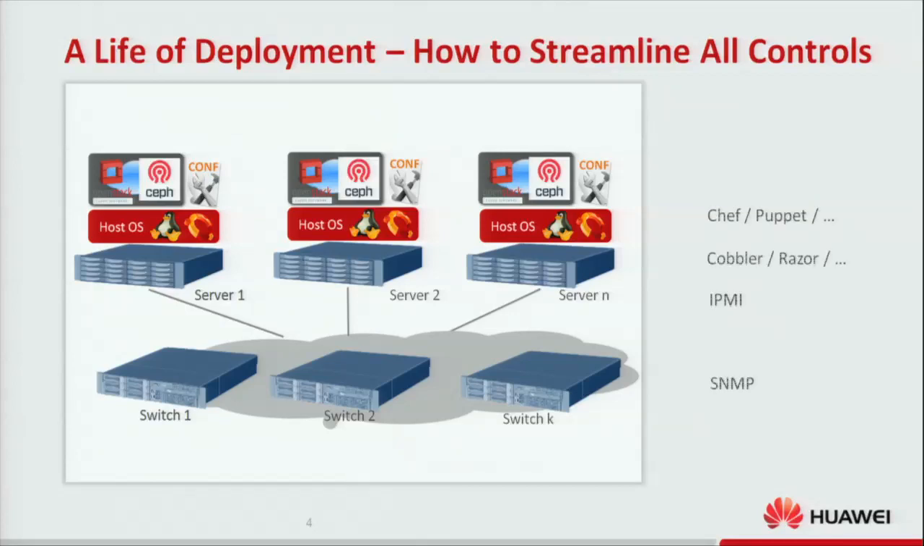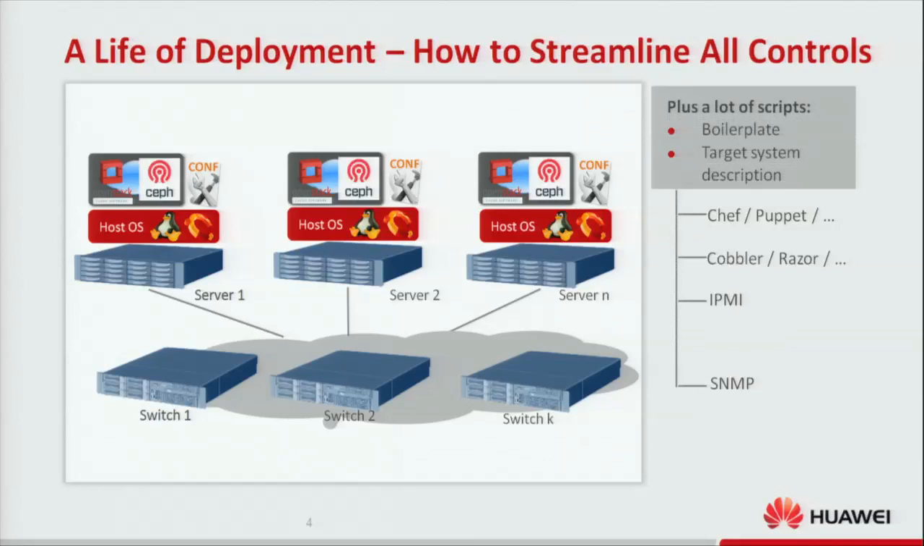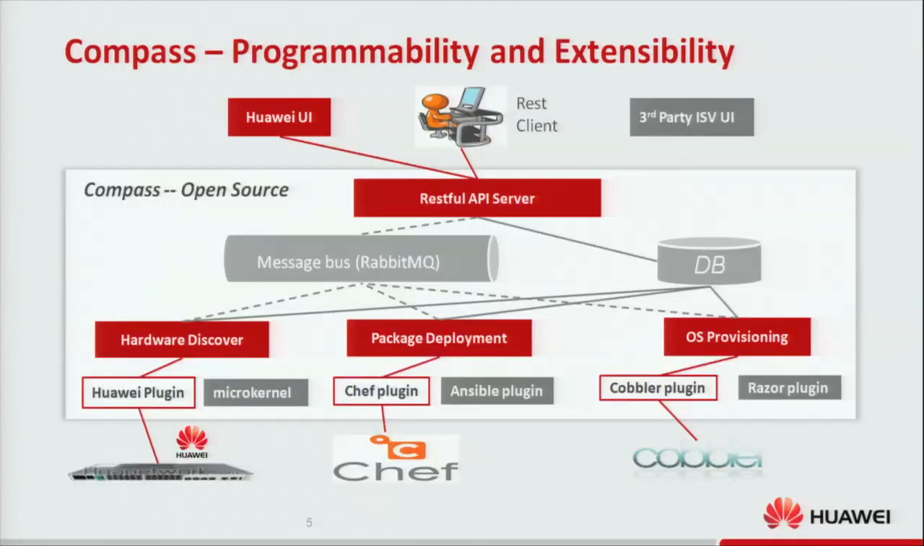And at each layer, you can see there is no lack of tool chains. In the networking gear, you have SNMP and other protocols, and you have IPMI to control the server. You have Cobbler or Razor to control OS provisioning. And also you have Chef and Puppet, these configuration management tools, to configure the processes and their configuration. For Compass, we are building another layer of software. We want to do away with the boilerplate code. We want to enable the user, the operator, or in Google's term, the SRE, to really think about the problem itself: what kind of distributed system do you really want to deploy? That's the value of this project.